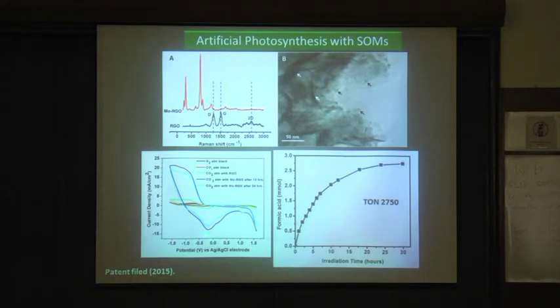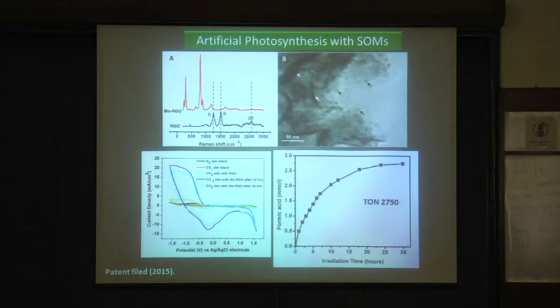For instance, here is the reduction of carbon dioxide, and here you have the water oxidation simultaneously taking place, and the turnover number is rather high. It's around 2,750, which is a relatively high turnover number.